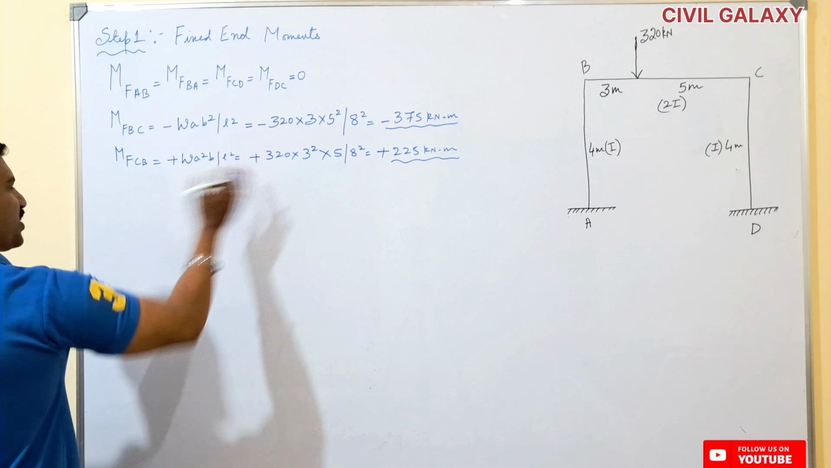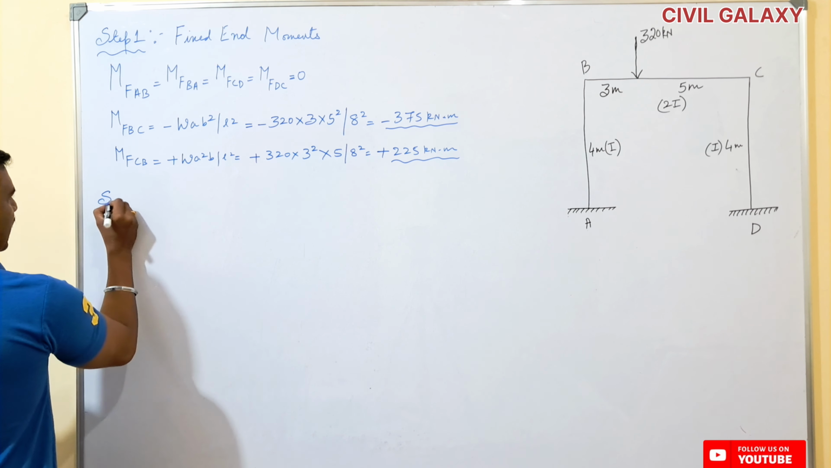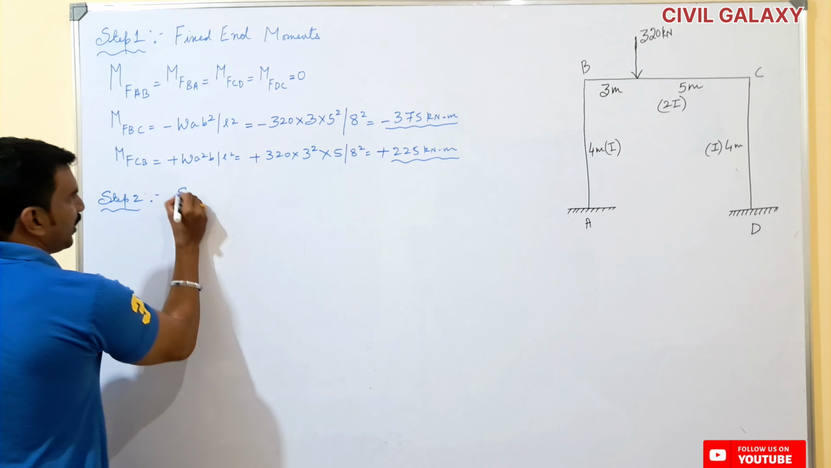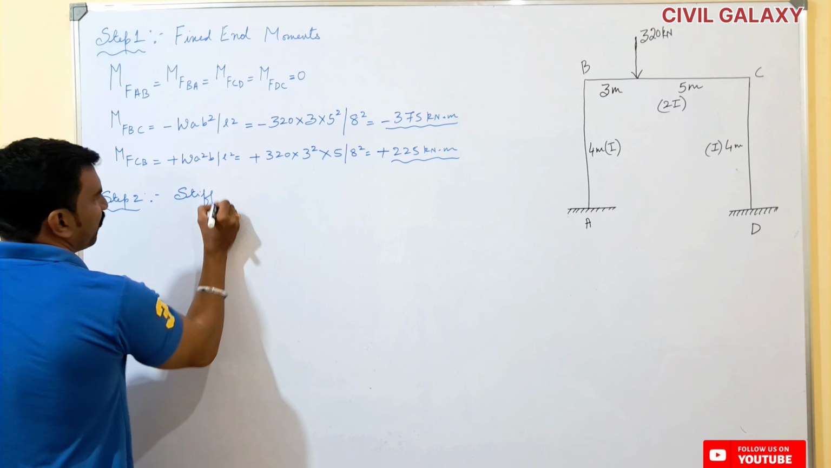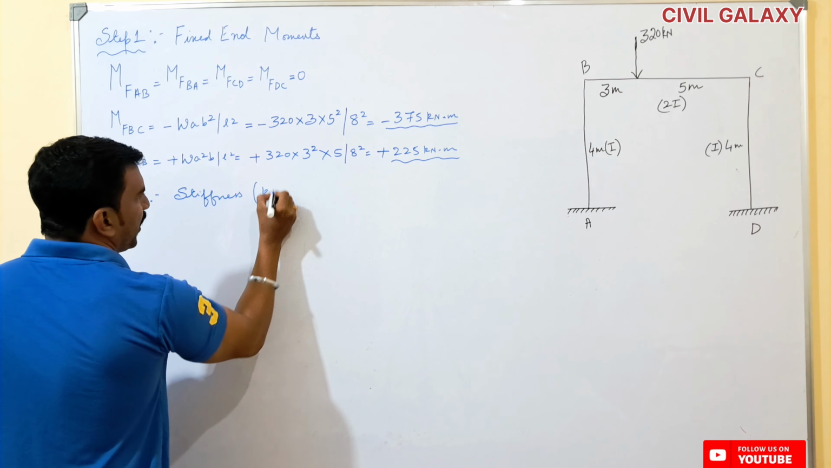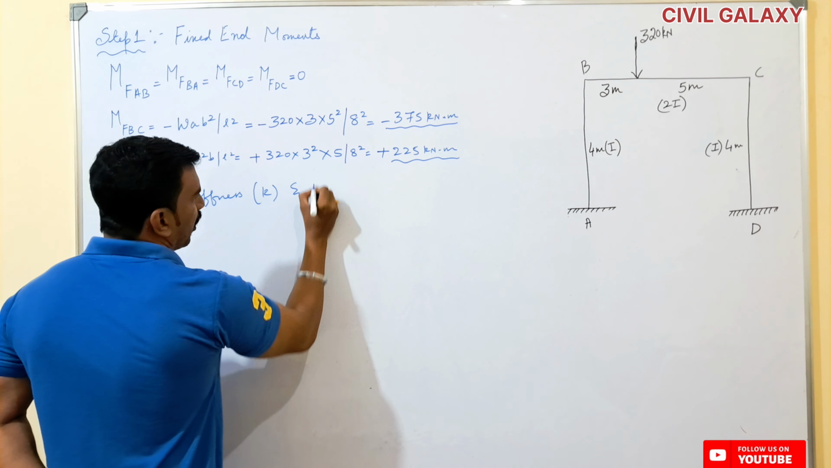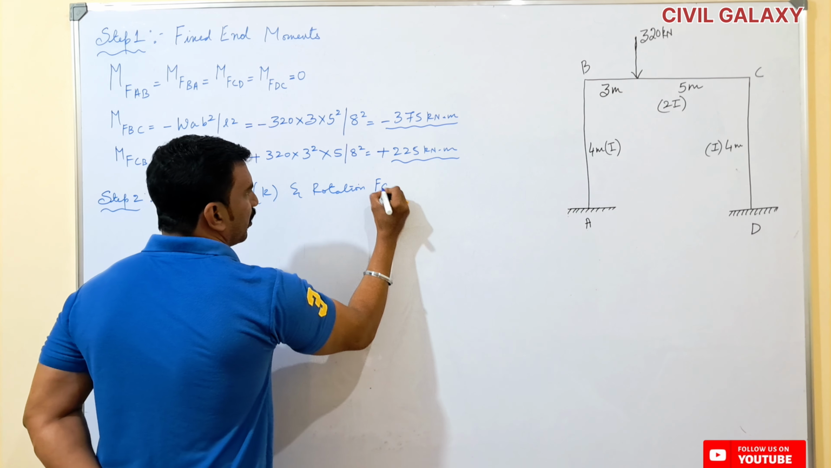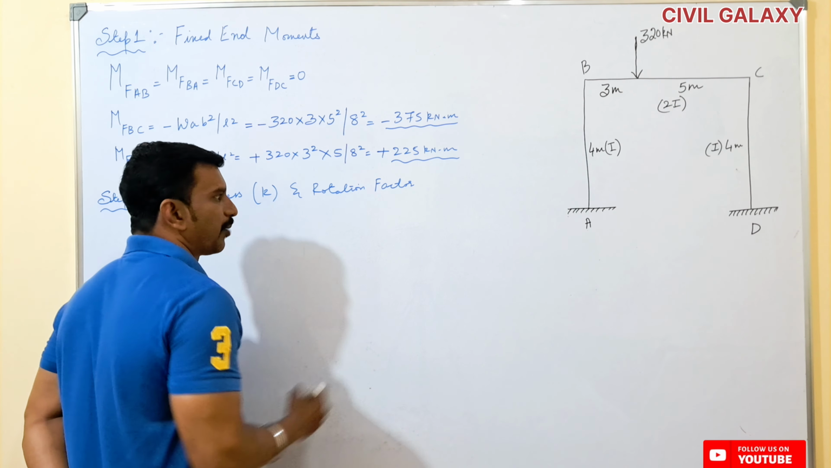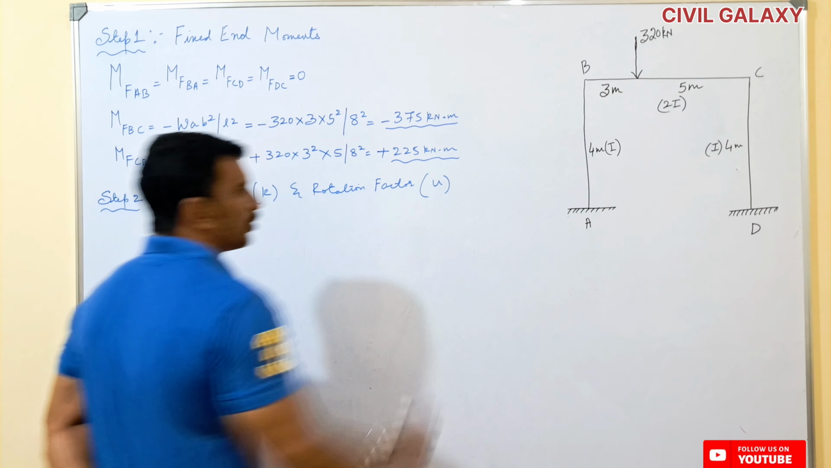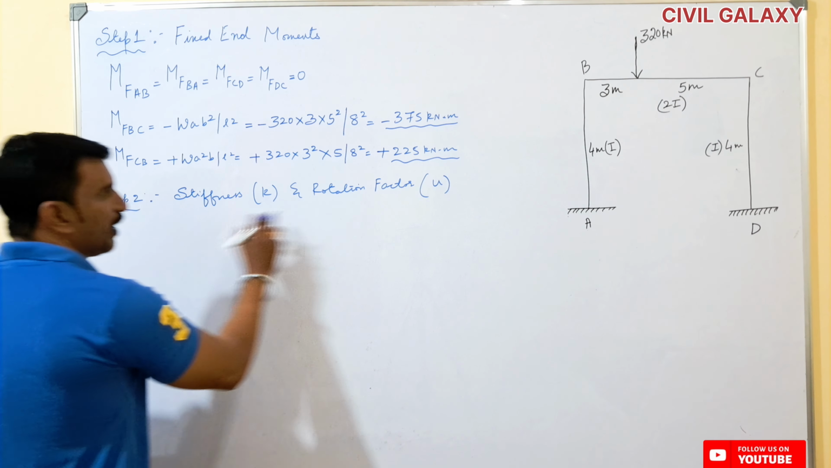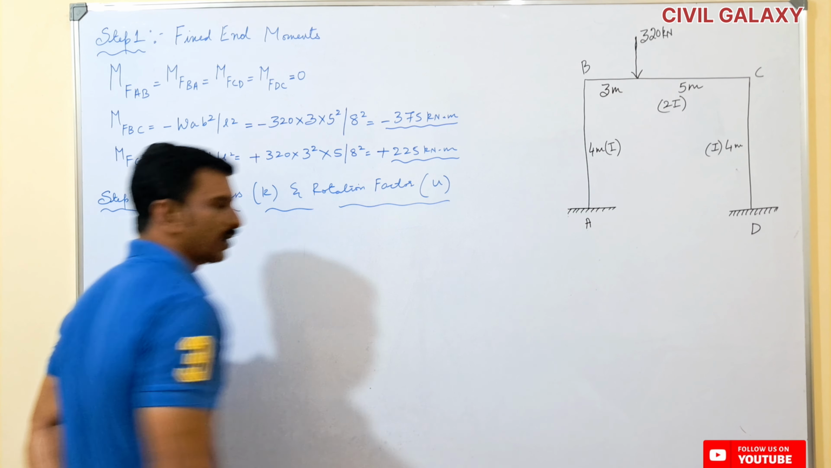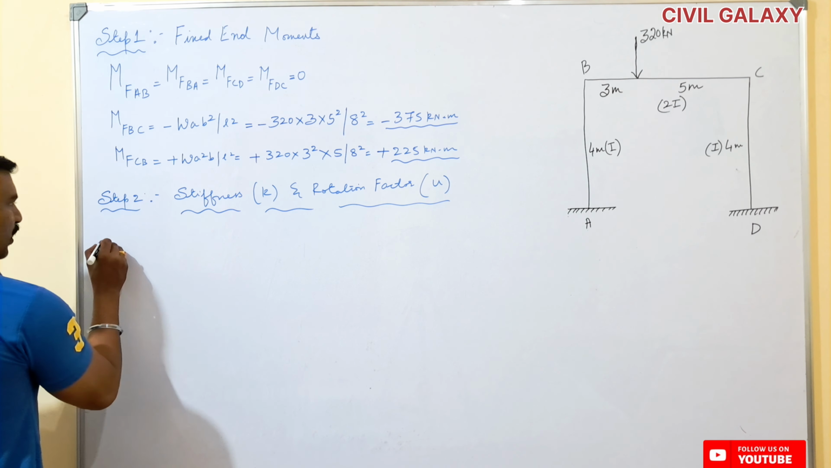After calculating the fixed end moment, we know the second step will be to calculate the stiffness, which is represented by K, and rotation factors. The rotation factor is represented by U. Whenever we need to find the stiffness and rotation factor, we know from the previous classes that we need to consider a table. So let us consider a table.